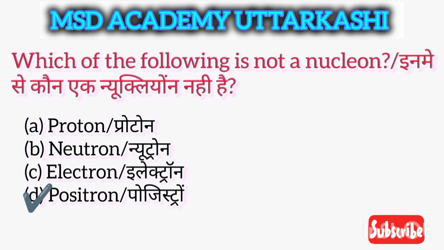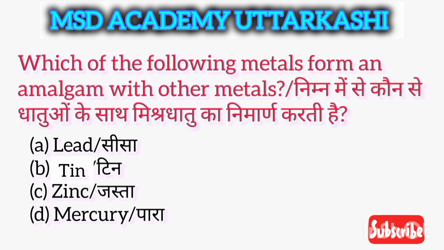Next question. Which of the following metals form an amalgam with other metals? Option A lead, option B tin, option C zinc, option D mercury. So the correct answer is option D mercury.